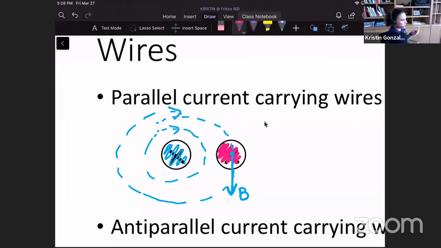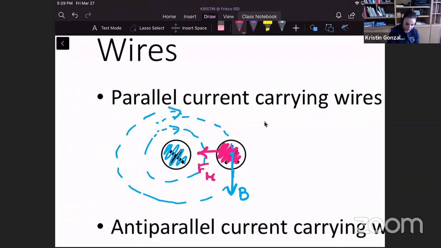So if this wire has a current that's going into the page, then my first finger's pointing into the page. My magnetic field is down. Well, look which way my thumb is pointing. My thumb is pointing to the left. So it's going to have a magnetic force to the left. And what's that going to do? It's going to draw it in towards the other wire. And we could do the same thing on the other one too.